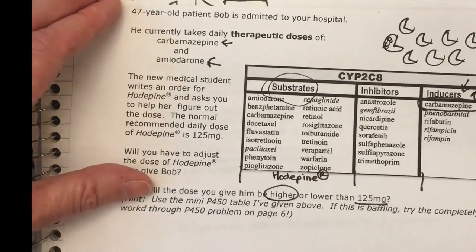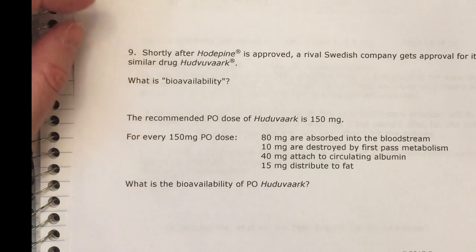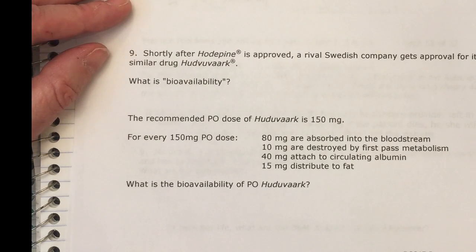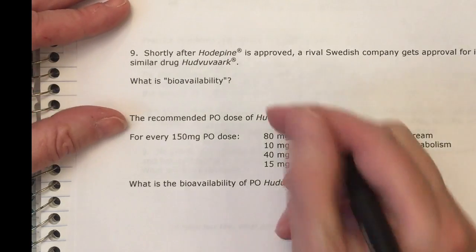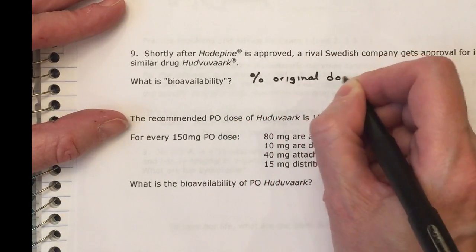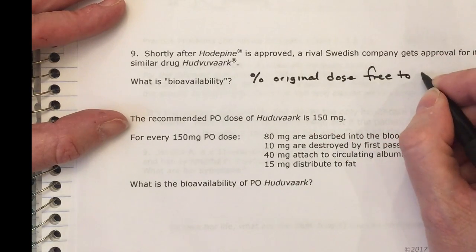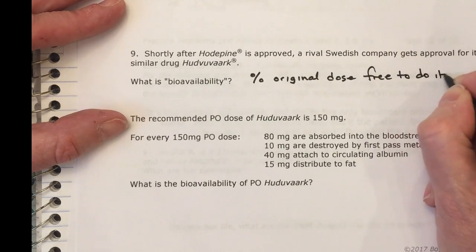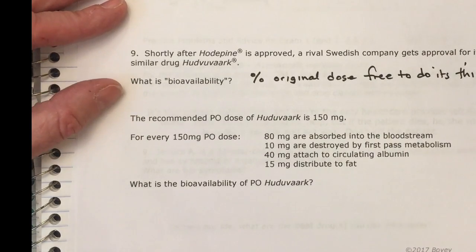Okay. All right, so shortly after this next question, this is a bioavailability question. All right, so a rival Swedish company gets approval for its drug Hudvuvark. And the question is, first, what is bioavailability? The bioavailability is the percentage of the original dose that is free or available to do its thing, to act. If it's binding a receptor, it has to be free in order to bind a receptor. All right, sometimes drugs do things other than that, but let's just say it's free to do its thing.